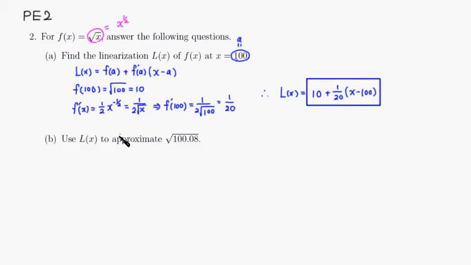Alright, then part B. We're going to use this L of x to approximate the value of square root of 100.08. Right, so let's do that. Square root of 100.08 is exactly the same thing as f of 100.08, which can be approximated by this L of x, by L of 100.08.